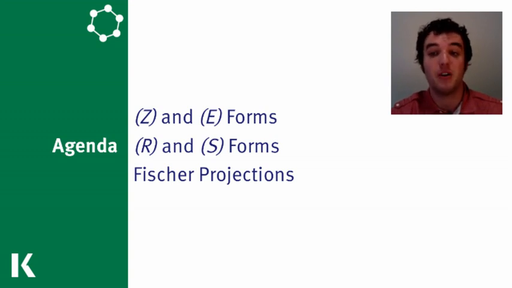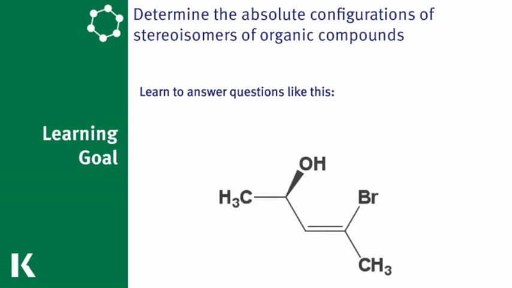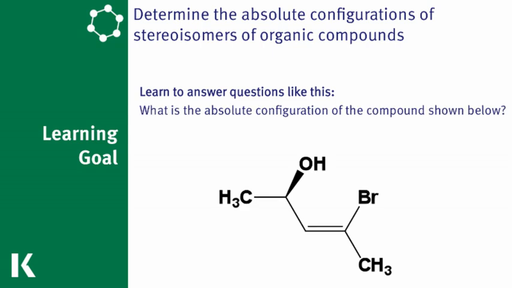Keep in mind, however, that this video is not designed to review stereoisomers. We'll instead explore the procedures needed to identify the ZE and RS forms, and you'll see each one in multiple settings, so you'll have plenty to go on when you have to do it yourself on the MCAT. After watching this video, you should be able to answer questions like this one, which asks you for the absolute configuration of a given organic molecule.